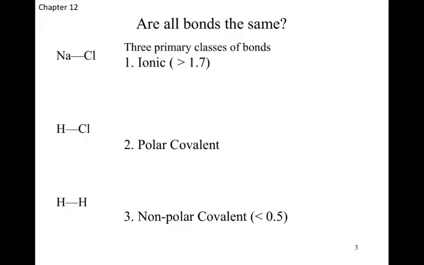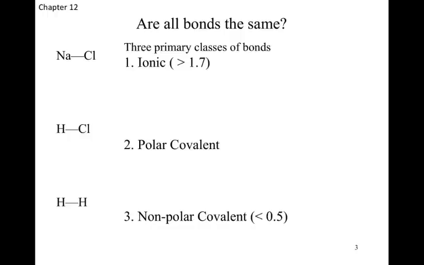Continuing, how can we then use this to classify our individual bonds? Well, there are three primary bond types that we're concerned with in most of chemistry. We have the ionic, we have the polar covalent, and we have the nonpolar covalent bond types. These bond types are primarily classified based on the difference in electronegativity between the atoms in that bond.